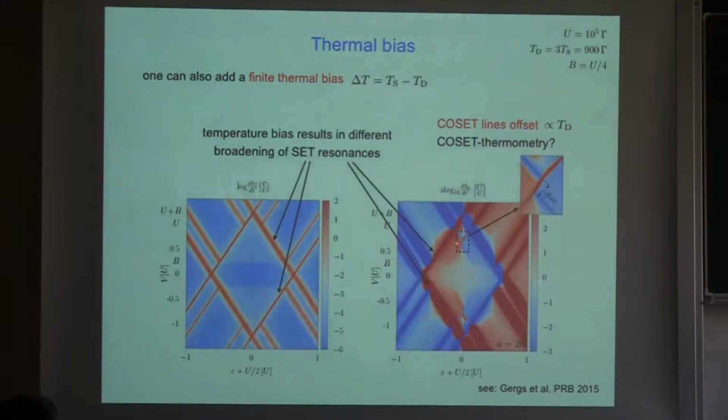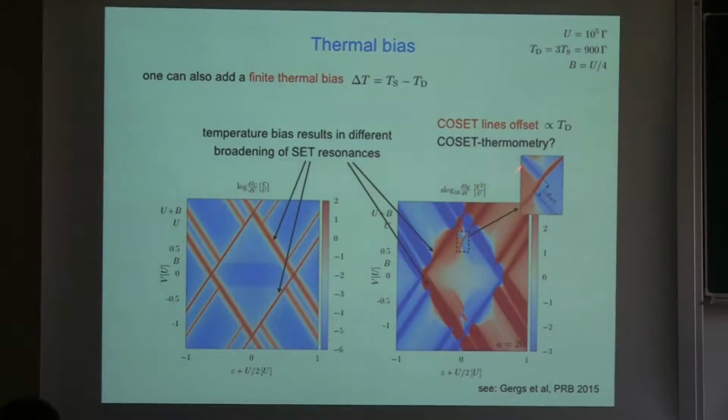But furthermore, when we zoom in on the energy transport, we can also see that there is a certain offset between these cotunneling assisted lines, which is proportional to the temperature in the drain of our setup. So in principle, one could use that to build a thermometer to obtain the temperature in the drain lead.